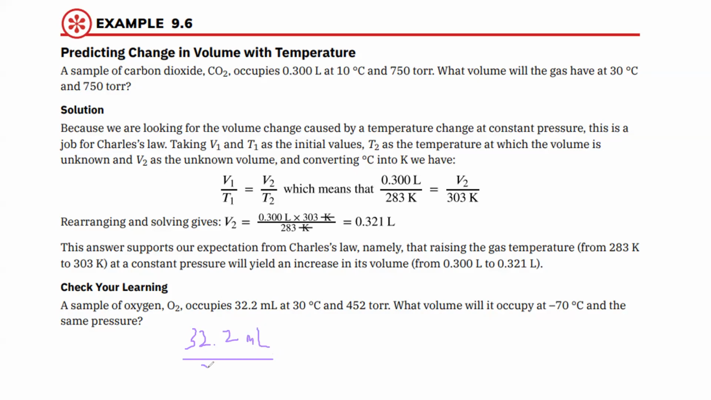(32.2 milliliters) over 303 Kelvin. And then with this one, since we're decreasing the temperature from negative 30 to negative 70, in this case we'll wind up with 203 Kelvin.